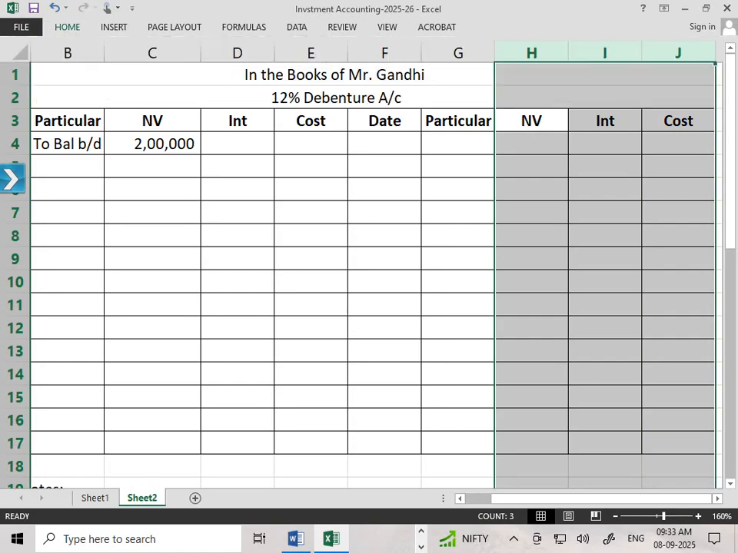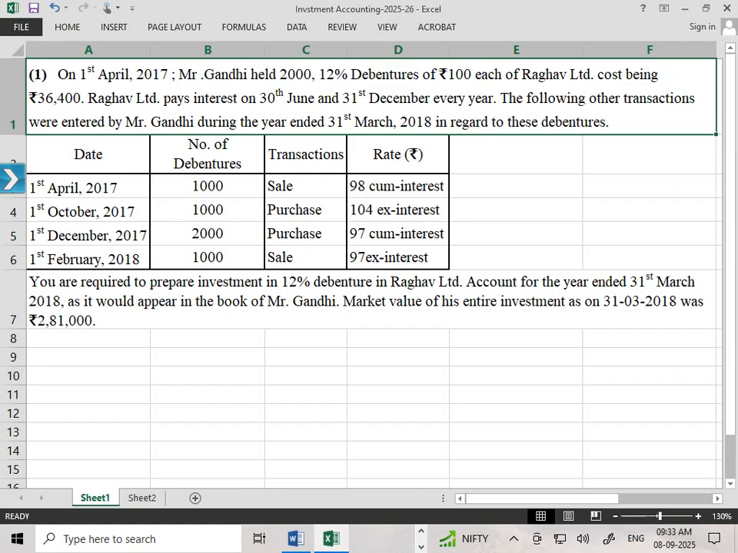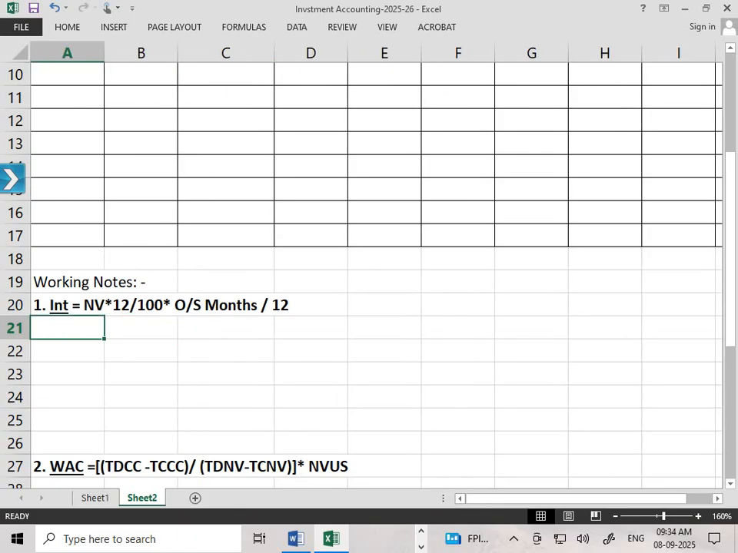Now we have to calculate interest. This balance is given on 1st April, and the last due date was 31st December. From 31st December to 1st April we have to calculate the outstanding months, right? So how many months? January, February and March, 3 months. So we have to calculate that interest in working note number 1.